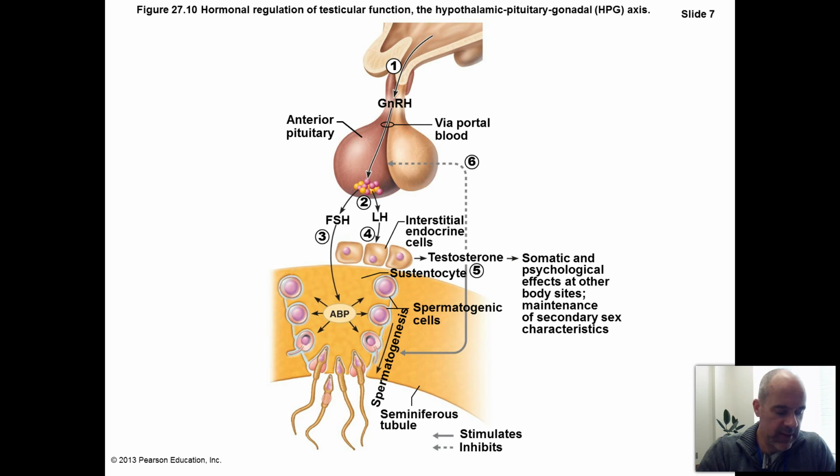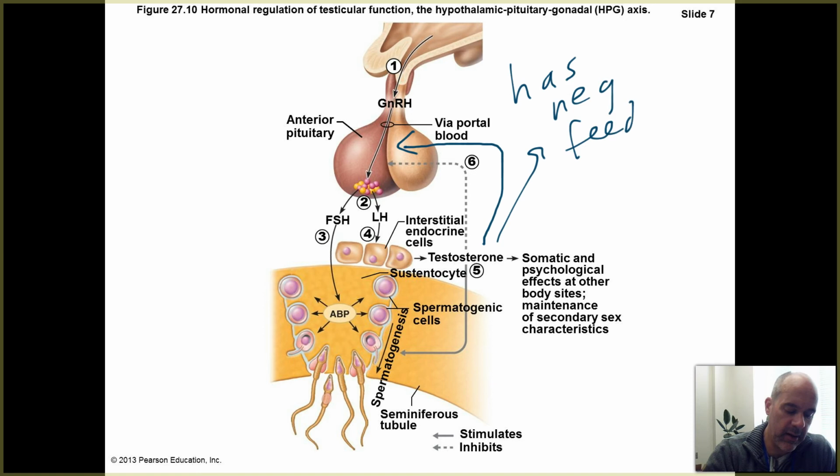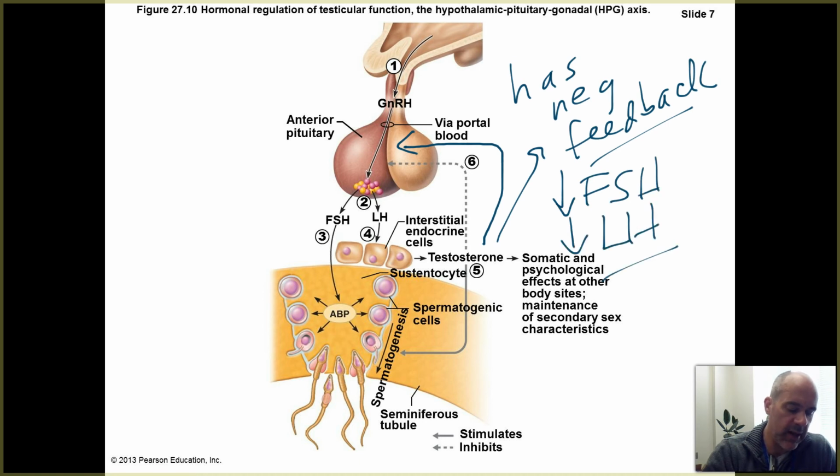Okay, another thing that testosterone does is it has negative feedback. So that's what this part of the diagram is highlighting for you here, this dashed line. Testosterone has negative feedback on the anterior pituitary, and so it's going to decrease production of FSH and LH.